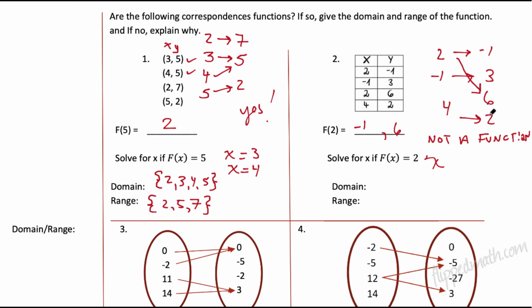Because look, f of x is 2. So the answer is 2. We work backwards. X must have been 4. The domain here, we have -1, 2, and 4. And the range is, what do we get here? Well, we got one of everything. So we got -1, 3, 2, and 6. All right, that's our range.